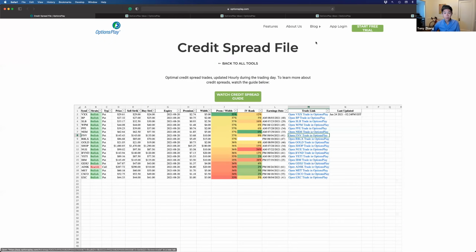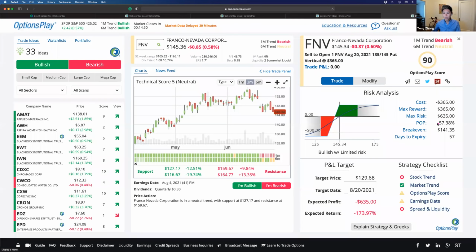And I look at the credit spread file and I look at Franco-Nevada and I see that this contract risks $635. Now, I see a lot of investors say, well, that's the minimum that I can trade, so let me just go ahead and place one contract. The best rule here is that if the max risk of a trade exceeds what you can risk under the 2% rule for your portfolio, you should not be placing this trade at all. Because if this trade goes south, you're going to lose more than 2% of your total account value.